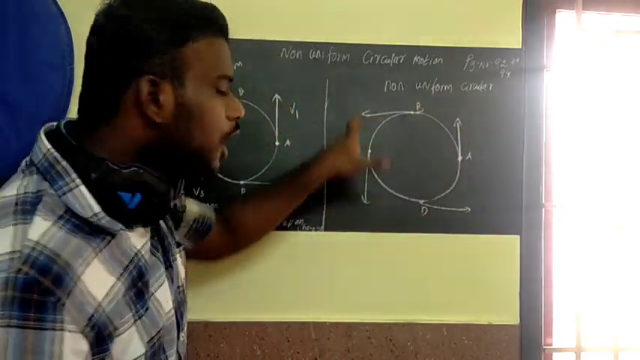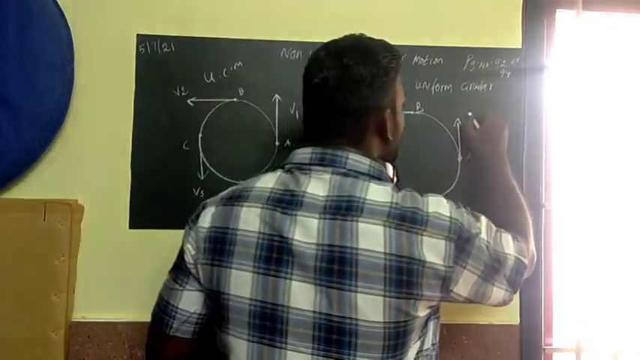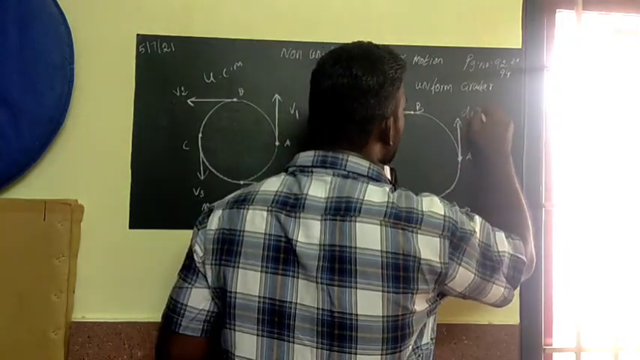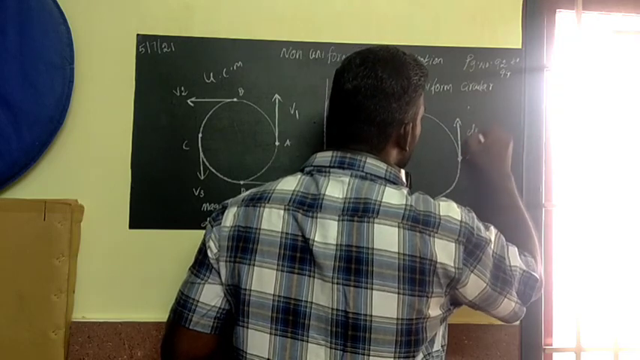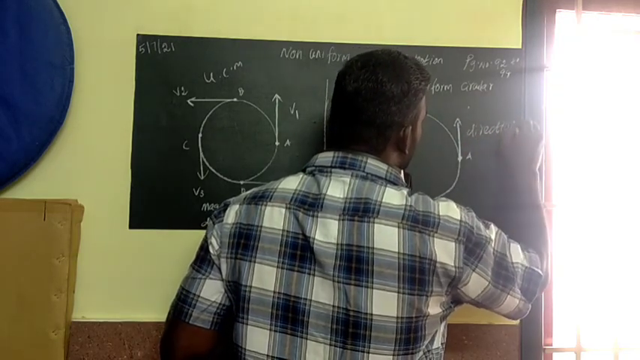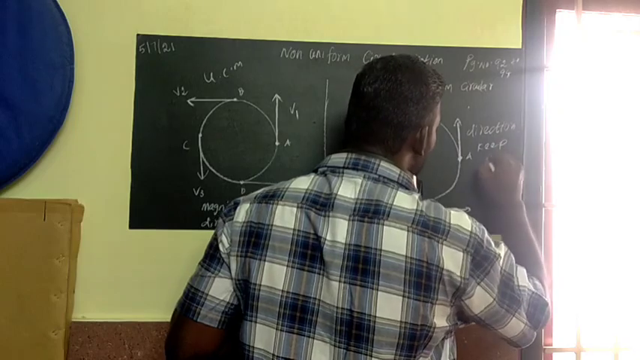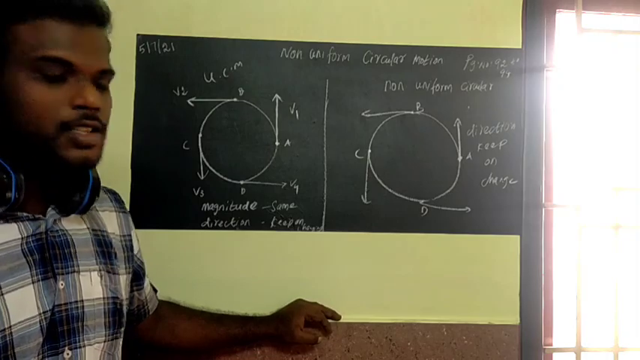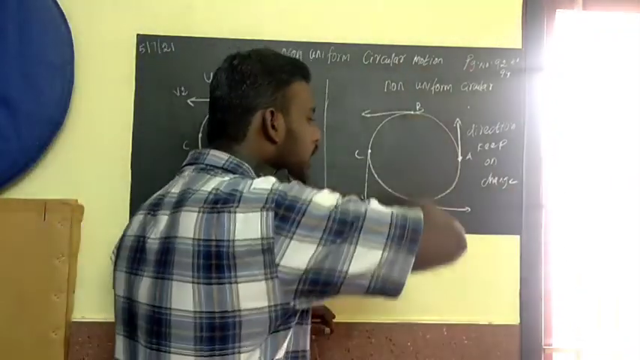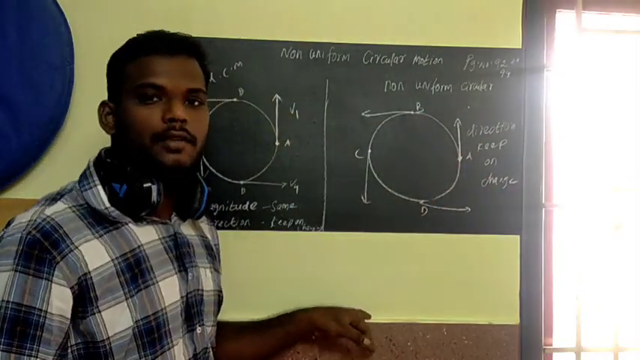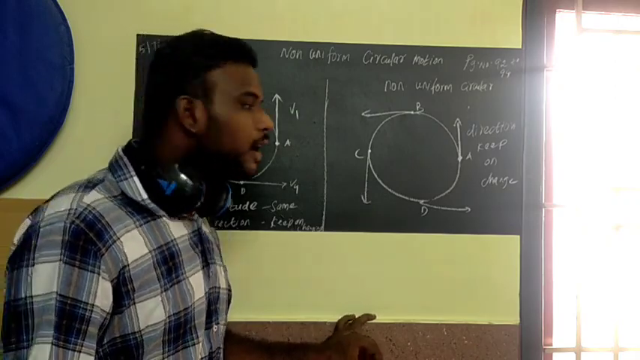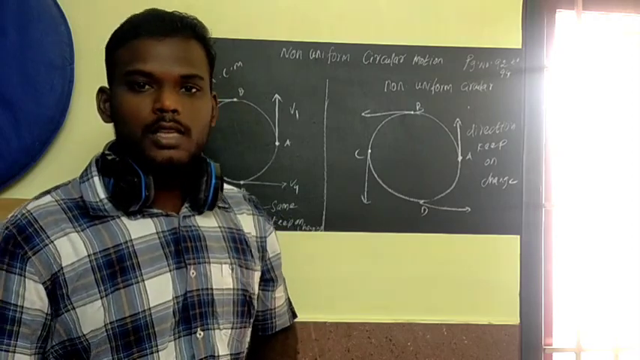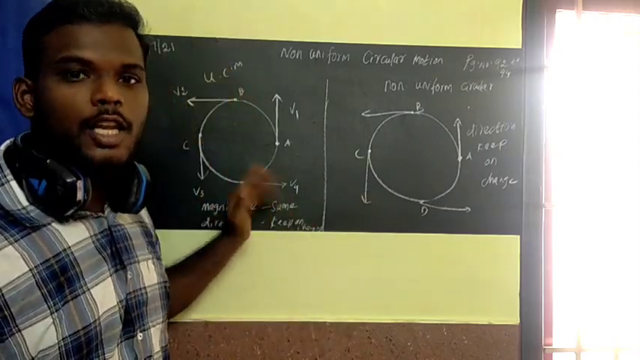Is that clear? So in non-uniform circular motion, looking at the picture, we know that the direction keeps on changing. Is that clear? Then what about its magnitude? I told you, if we take any point, it moves against gravity at some points and towards gravity at others. Because of that, at every point the value also keeps on changing. Is that clear? So in uniform circular motion, the magnitude remains the same, only the direction is changing.